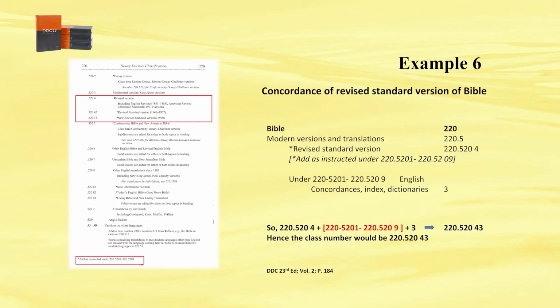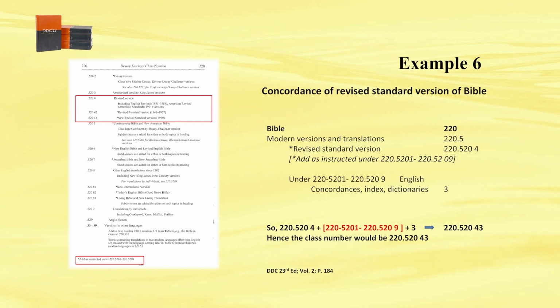You can find it at the bottom of page 184, the meaning of the mark asterisk. So as per the instruction, we have to move 220.5201 to 220.5209. There is a section dedicated to English, and under it the concordance, index and dictionaries are marked with the number 3. So we have got the number for the Revised Standard Version of the Bible, and from the extended subdivision we have got the number for concordance, that is 3.